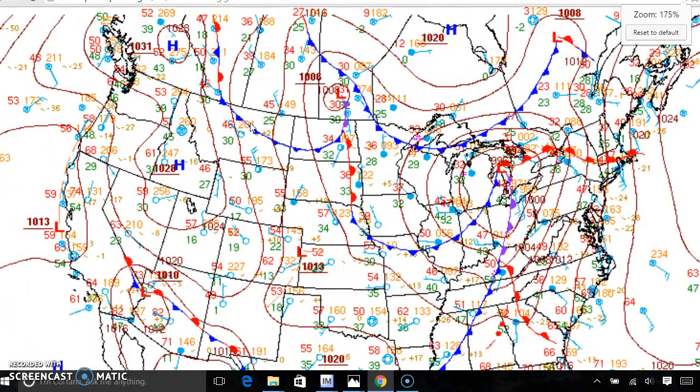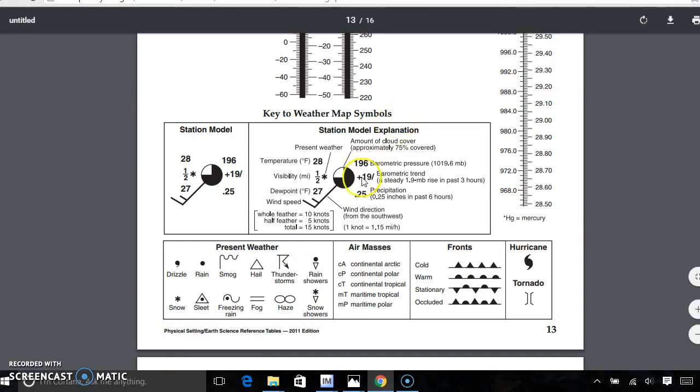I'm going to zoom in a little bit more so we can see them in more detail. Each one of these circles represents an actual weather station on the ground, and the data represents the information that the weather station collected. So here we have air pressure, here we have temperature. The lower number is the dew point temperature, and this is just an abbreviated way of presenting the information from the weather stations on a map.